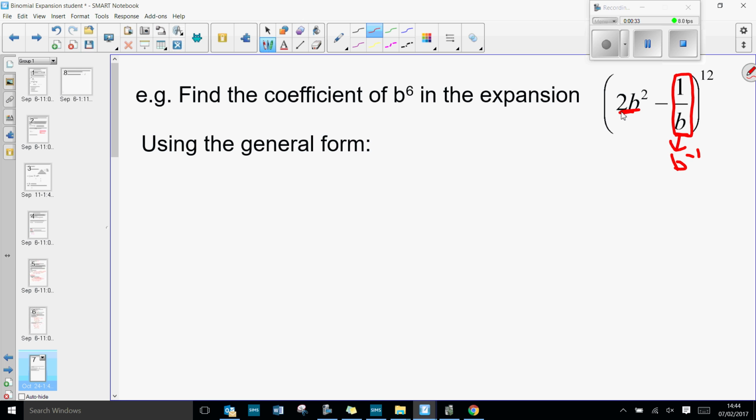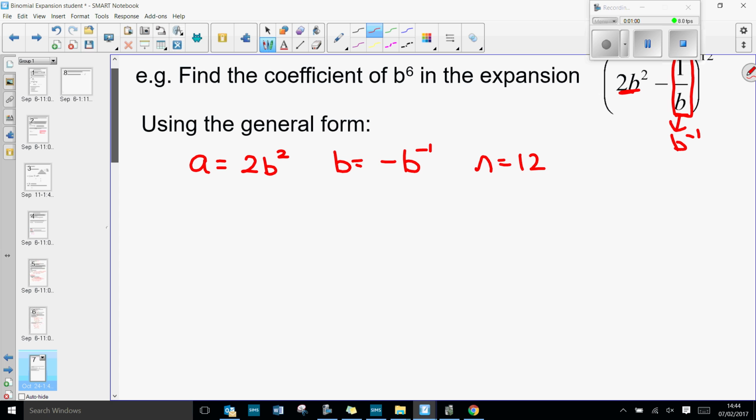B to the -1. So in this case, our A is 2B squared. Our B is negative B to the -1. And our N is 12. So that's the first piece of information. So we've identified N, A, and B. We're now going to put that into our general formula as we've been doing up until now.